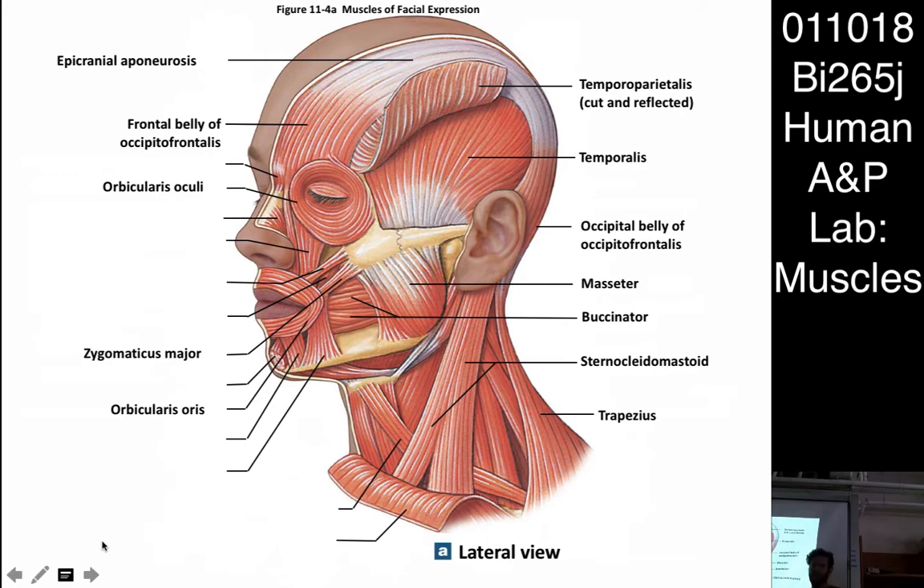And then there's the trapezius, a trapezoid-shaped muscle. Let's look on this muscly person here. Trapezoidal-shaped muscle, broad sheet of muscle going across the back. Trapezoids help to lift the shoulder blades, help to lift the shoulders and draw them in towards the midline.